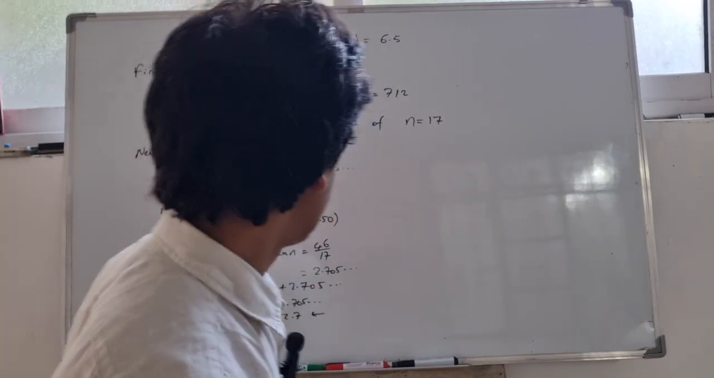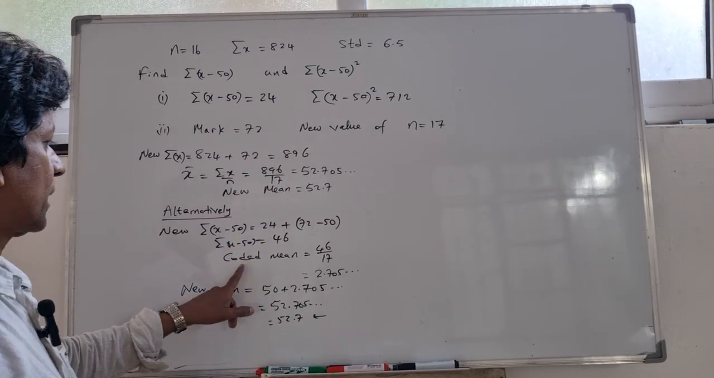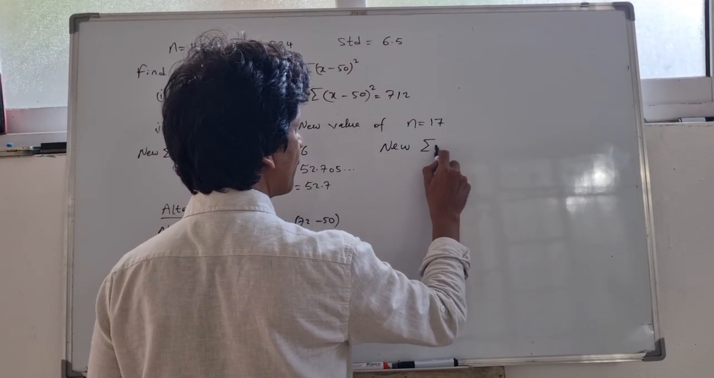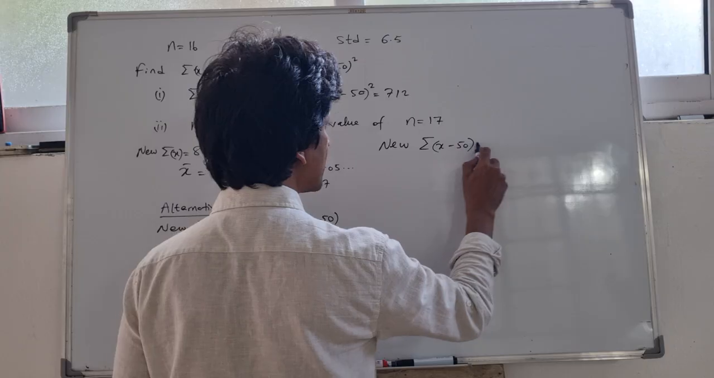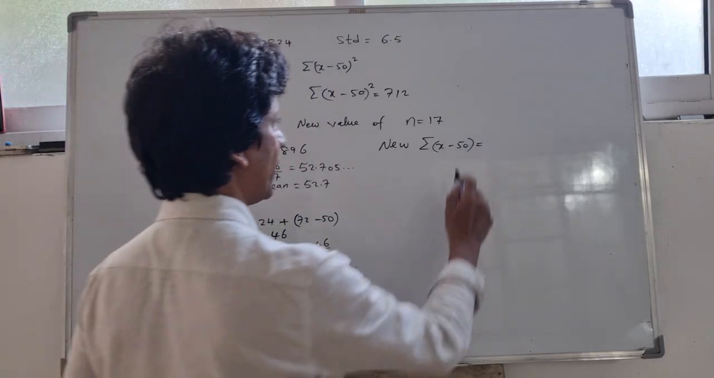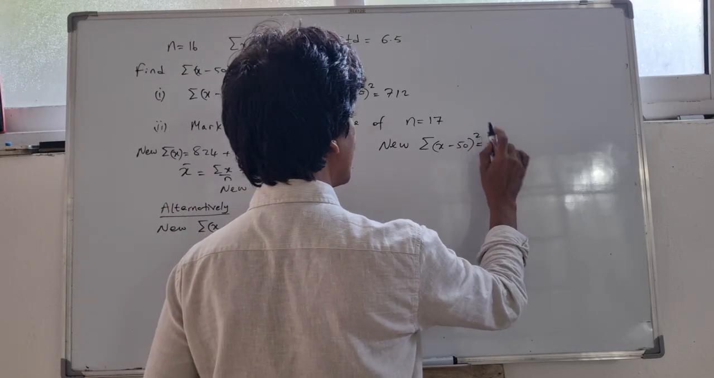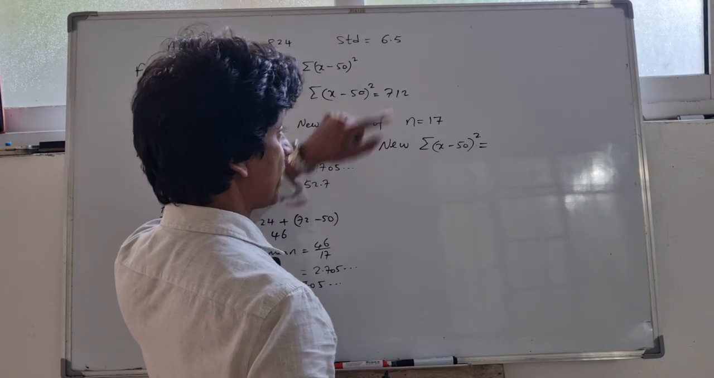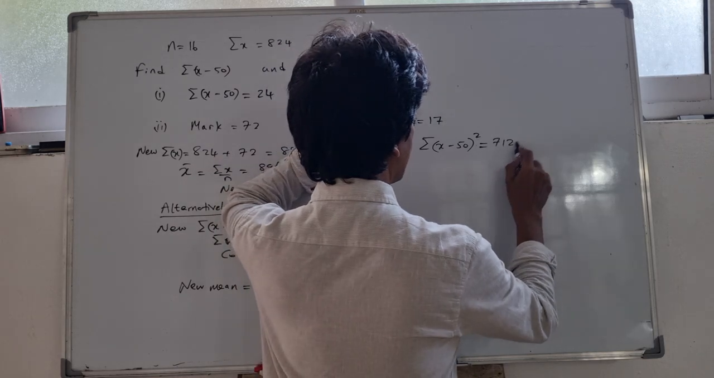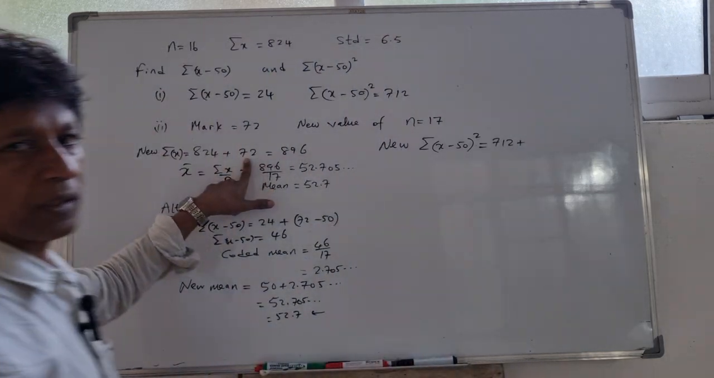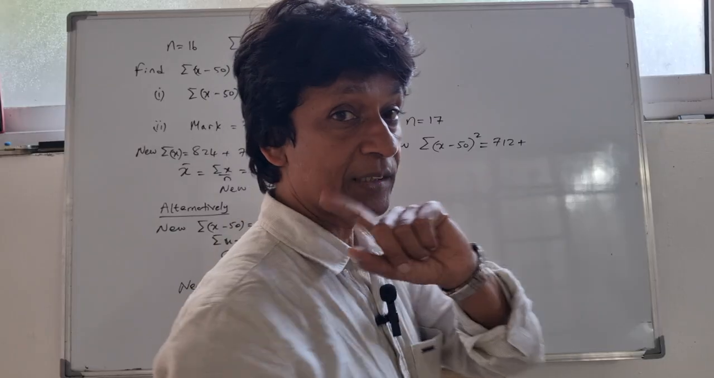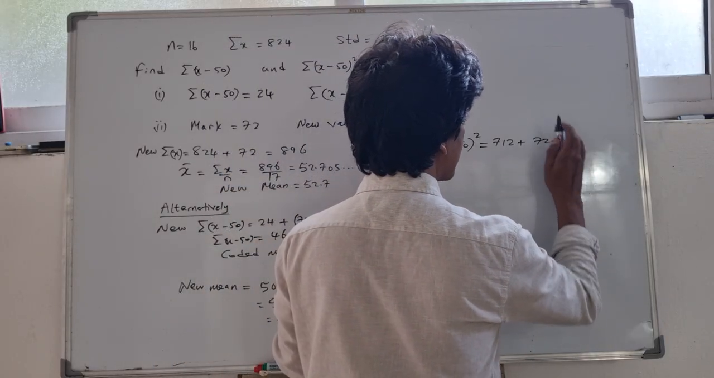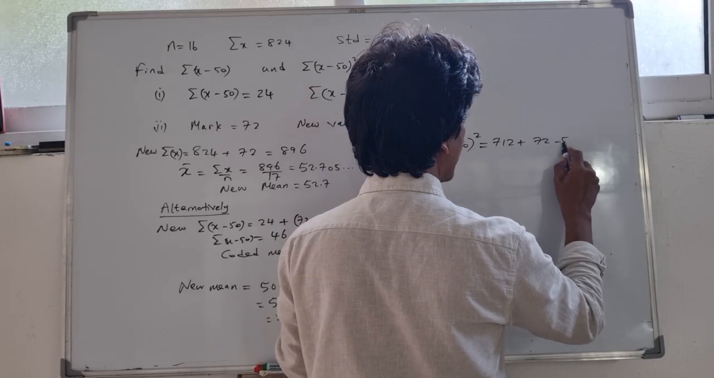And we need the standard deviation. So for standard deviation, we're going to be using the coded mean. So I need the new sum of x minus 50, remember, to the square. So what we're going to do, this old sum of x minus 50 to the square, is equal to 712, add on the new mark, which is 72 here. But take into consideration, this is coded by taking away 50 from it. So we're going to say 72 minus the 50, all of that to the square.